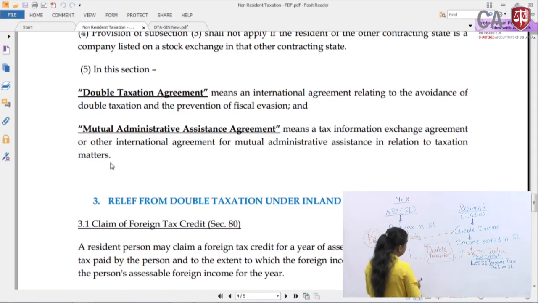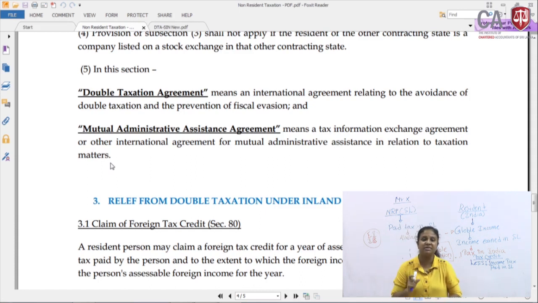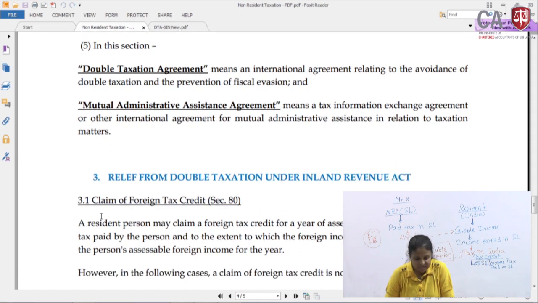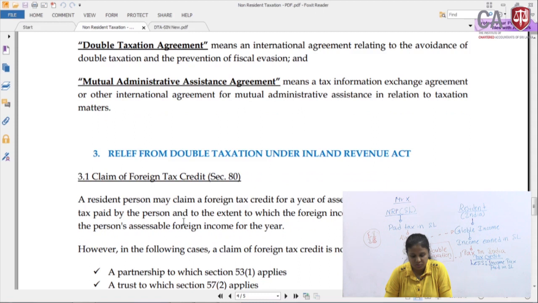One relief is given under section 80, foreign tax credit. In many situations in the discussion of non-resident taxation, I have discussed that part. The foreign tax credit under section 80 is one of the benefits given by the Inland Revenue Act itself. We will discuss that part first: relief from double taxation under the Inland Revenue Act, which is the claim of foreign tax credit under section 80. Please note these sections. You should know these areas very well before the exam.